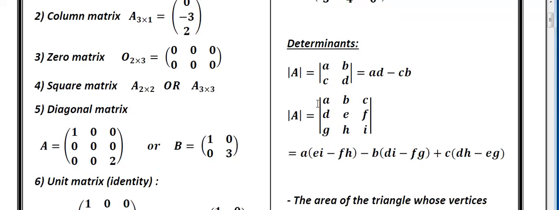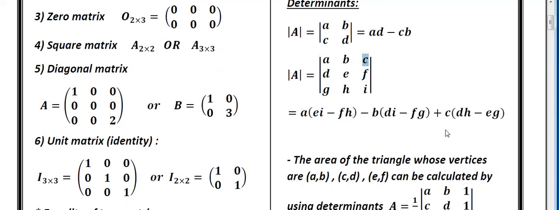And we can find the determinant of a 3 by 3 matrix A. We take a here and cancel its row and column, and multiply by e i subtract h f. Subtract b, multiplied by its minor, where we cancel the row and column and find the product d i subtract g f. Plus c, multiplied by its minor, where we cancel the row and the column here, d h subtract e g.